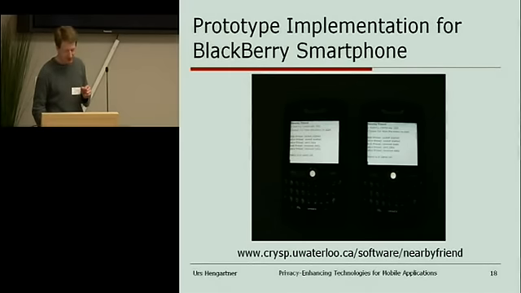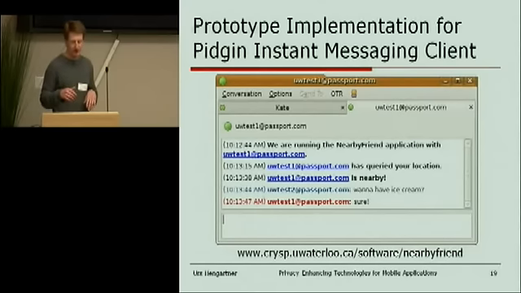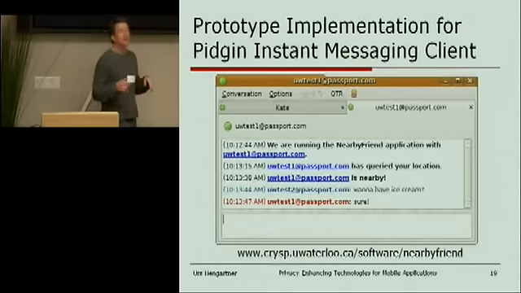We do have a second implementation. This is for the Pidgin instant messaging client, which some of you might have used yourself. So you're basically instant messaging with a friend, and behind the scenes, the scheme also exchanges location information with your friend, and if your friend happens to be nearby, you get alerted. So what you see in this slide is whenever somebody queries for your location, you get alerted.